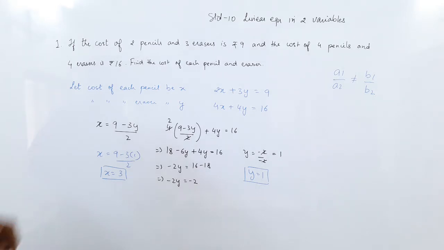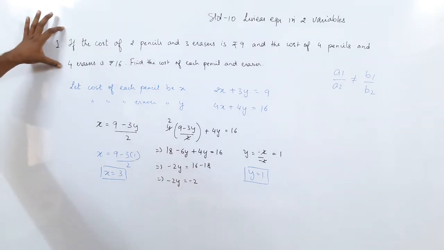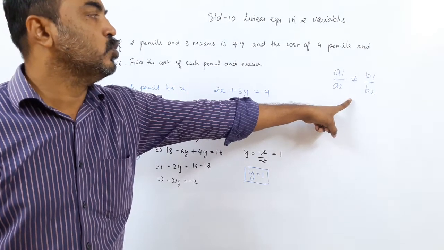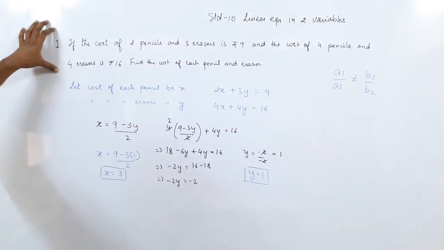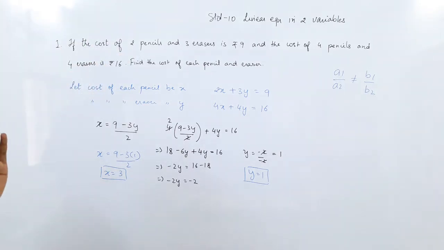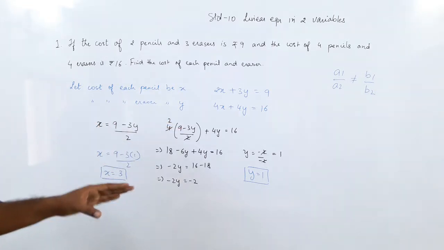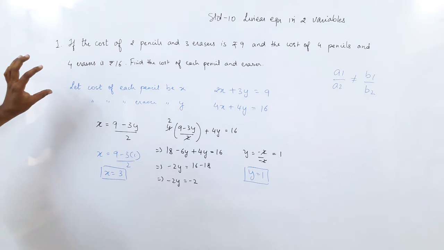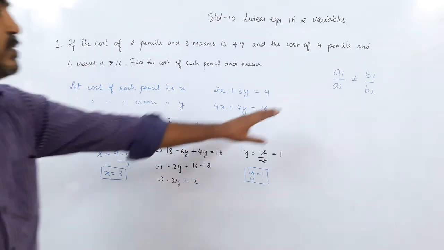So here you have to see, when you do the problem sum, check that a1 upon a2 is not equal to b1 upon b2, only then you will get a unique solution. If a1 upon a2 equal to b1 upon b2 is not equal to c1 upon c2, then you will get another type of equation. Yes, no solution. You will get something which is not matching. And when a1 upon a2 equal to b1 upon b2 equal to c1 upon c2, you will get infinite solutions. So you have to check this out.